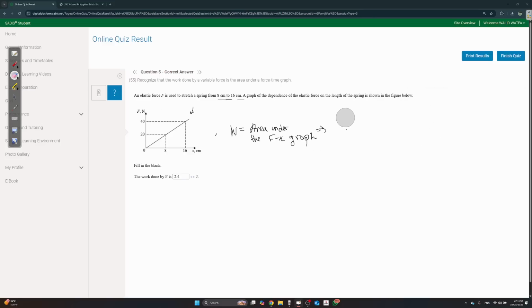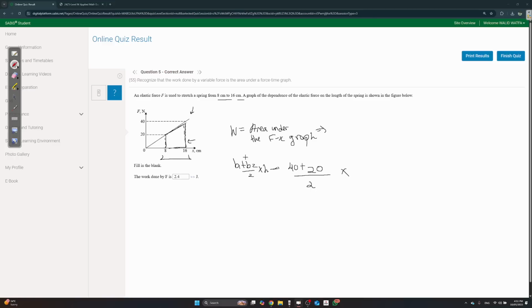Nothing too hard. Over here, let's see. From 8 to 16, so we would want to find this area over here. So this is obviously a trapezoid. Its base over here, this is base 1, which is 40. Remember, the area of a trapezoid is b1 plus b2 over 2 times height. Base 1 is 40. Base 2 over here is 20, over 2 times the height.